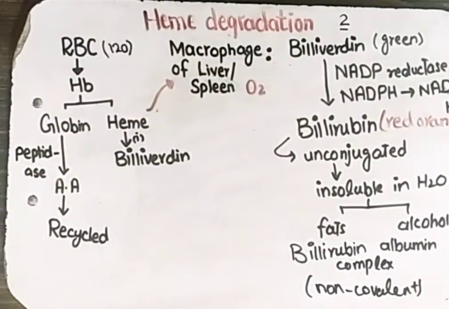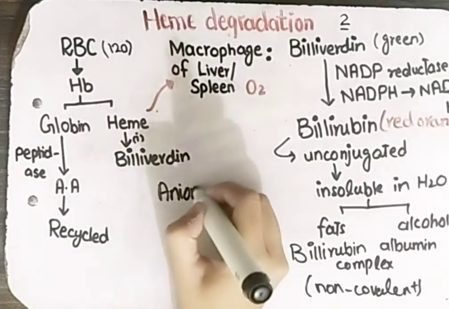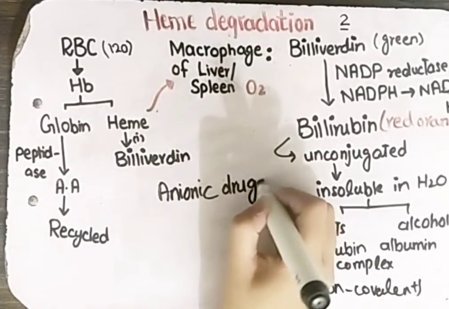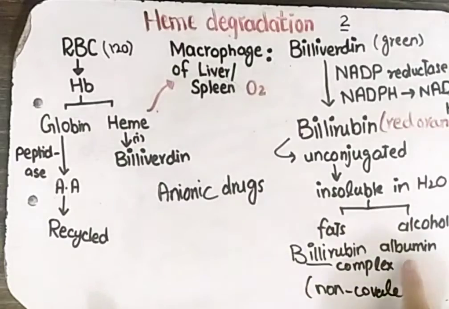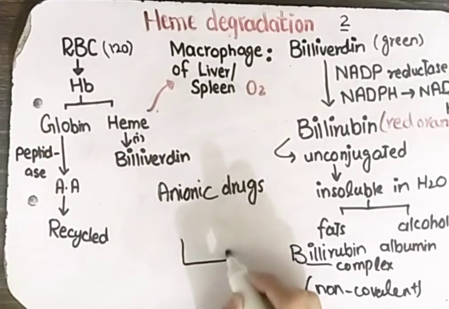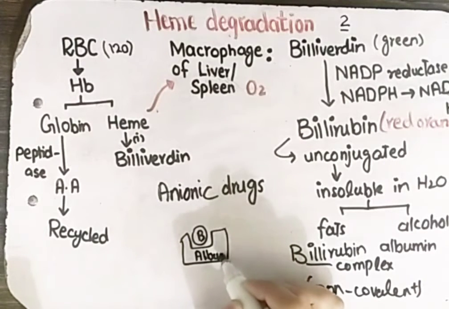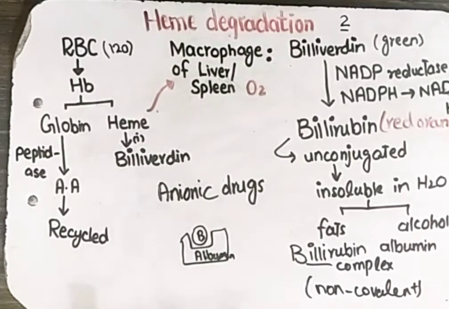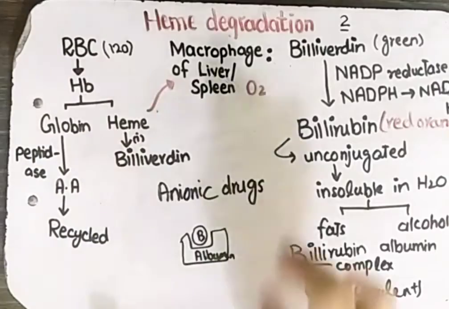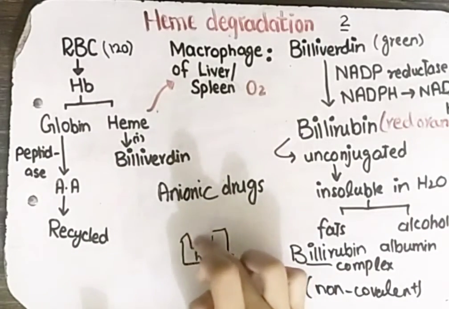It is the macrophage of liver or spleen, and we have made the bilirubin enter into the hepatocyte. Now, there are some anionic drugs, like salicylates and sulfonamides. What do these anionic drugs do? These anionic drugs compete with bilirubin for the binding site present on albumin. Suppose this is albumin, and this albumin has a binding site on which bilirubin binds. Whenever drugs like sulfonamides or anionic drugs like salicylates are given, the drugs and bilirubin compete for this binding site present on the albumin.